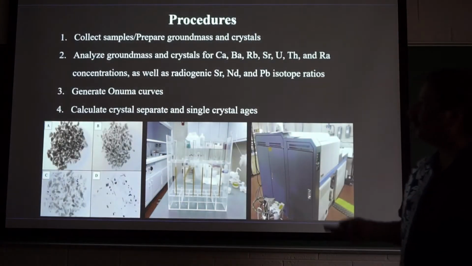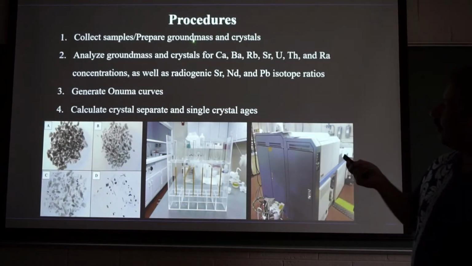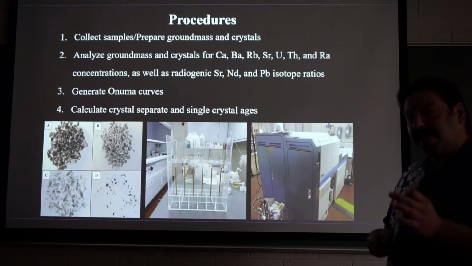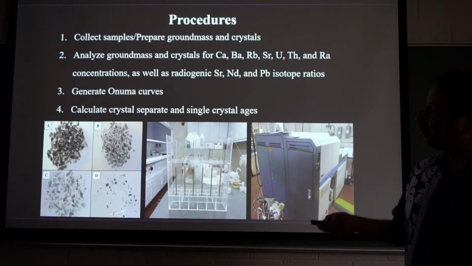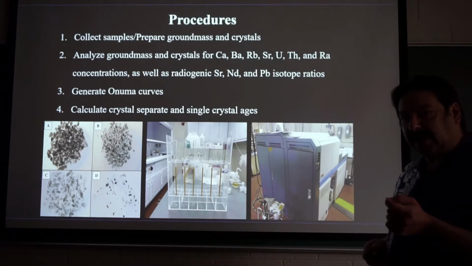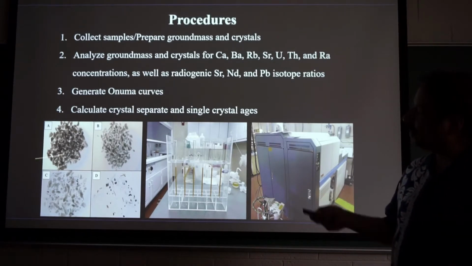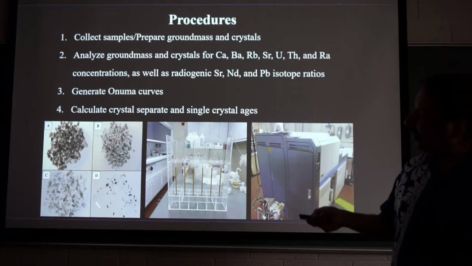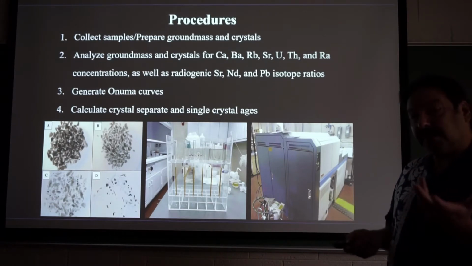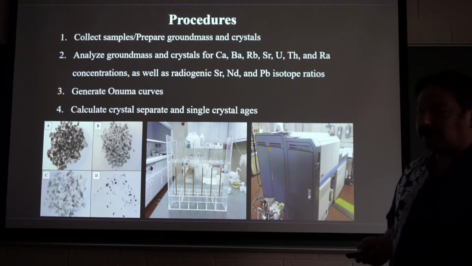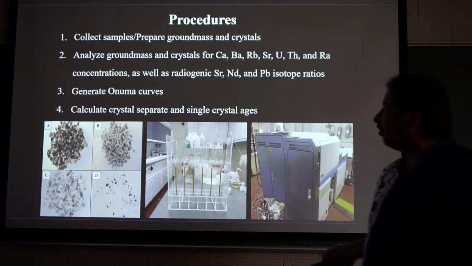What do we do procedure-wise? We collect samples. We prepare ground mass samples and crystals. The ground mass we basically put under a microscope and pick clean matrix without crystals. And then we sequentially digest them in 1 hour steps of 2% HF, 10, 15 steps. What you get is you dissolve all the fine-grained ground mass and leave any crystals that you missed during the separation process, and you can subtract that from what you started with so you don't have any crystal effects.